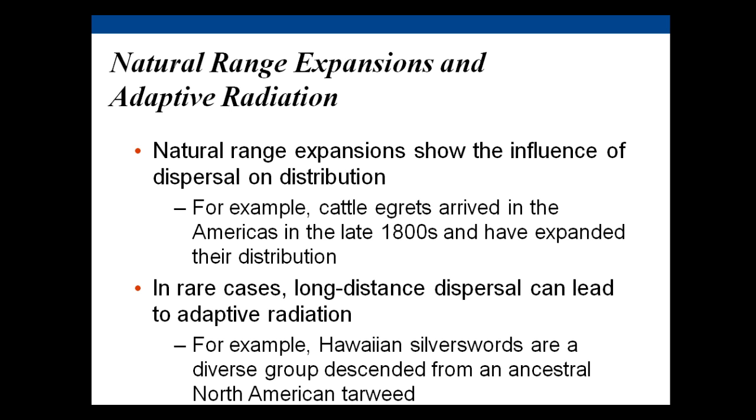So we have some of these same terms that we've talked about before with adaptive radiation. So first of all, they gave a couple of examples of how natural selection sometimes has an influence on dispersal, and also, for example, long distance dispersal can lead to adaptive radiation and change over time. And they gave us the examples of the cattle egrets and also the Hawaiian silver swords. And those two are fine and dandy.